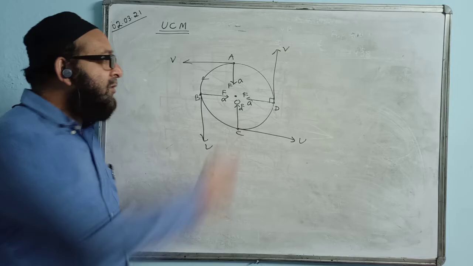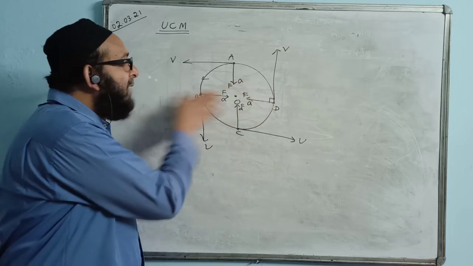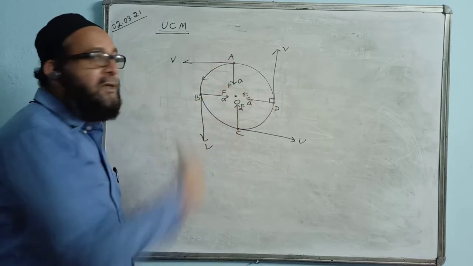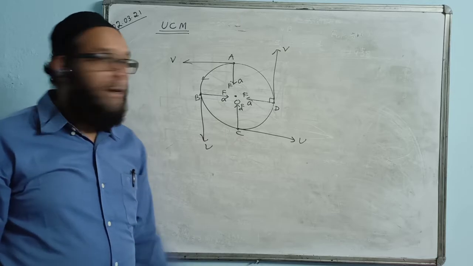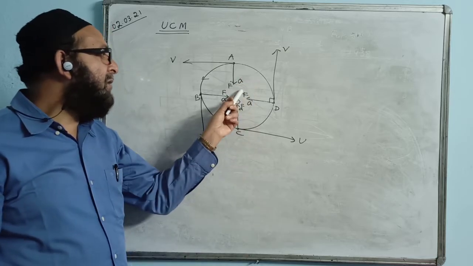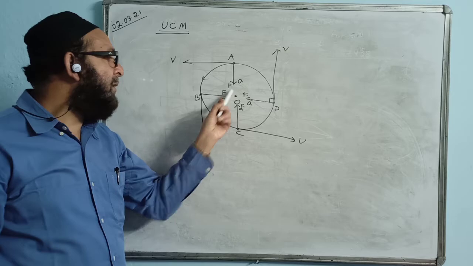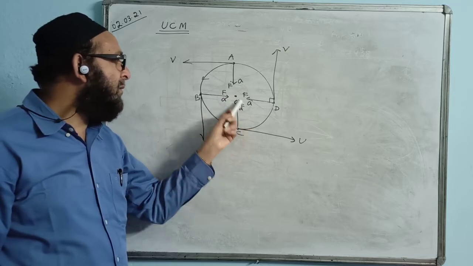acceleration as a whole changes. Because you can see over here, this is on the left side, this is the right side, this is downward, this is up. Everywhere it is changing. When the body comes here, the direction will be like this. Out here, the direction will come in towards the center all the time.